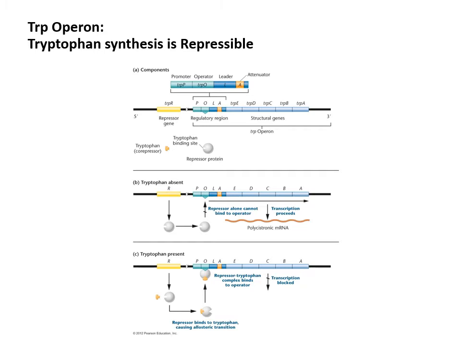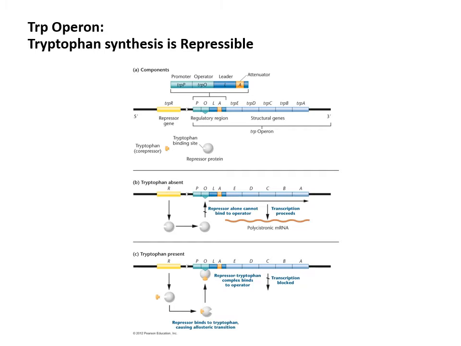So again, you can use logic and figure, okay, if tryptophan is absent, well then the cell would want to make it, so transcription is going to need to be active. Whereas if tryptophan is present, well then if you already have tryptophan, why would you want to make more? That would be wasteful of resources. So if tryptophan is present, then you're going to want this operon repressed. Okay, you don't want to waste resources expressing these genes.